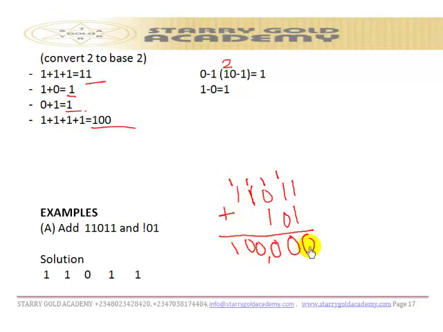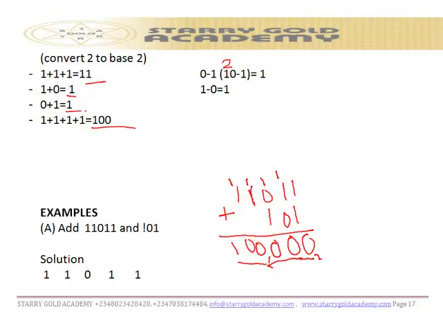So the answer is in base 2. I believe you understand what I just did. You can go through it again. 1 plus 1 is 10. Once you add, you carry the 1 to the next number and then add it from there. So let's move to the next example.